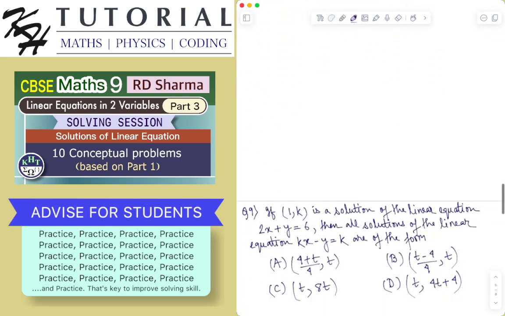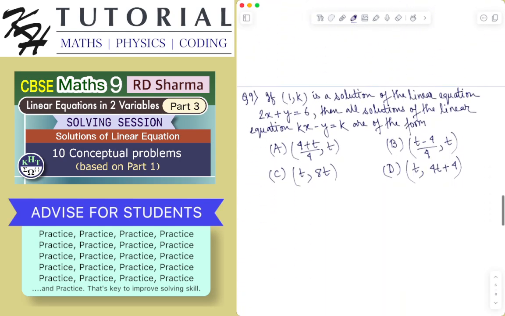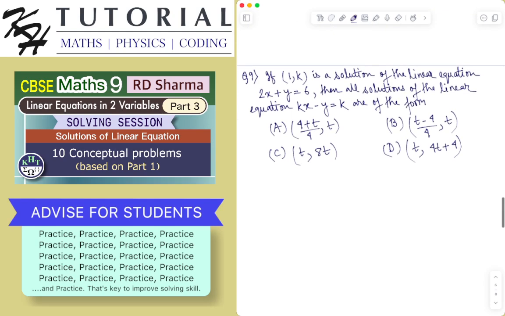Question number 9 says that if 1 comma k is a solution of the linear equation 2x plus y equals to 6, then all solutions of the linear equation kx minus y equals to k are of the form.